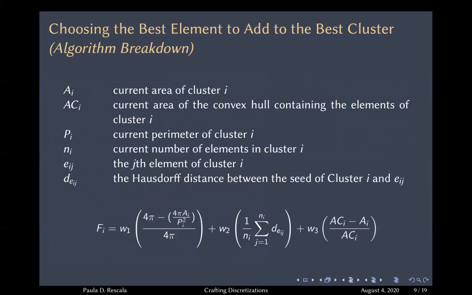Next, the best element is added to the best cluster. The best element is chosen as the one that would minimize the heuristic function that I have here on the screen. So if you would like, you can go ahead and pause this video to take a closer look, but in general, this function is designed so that the lower the value, the better the resulting cluster, since it takes into account 3 different compactness metrics. And this function is defined for each individual cluster.